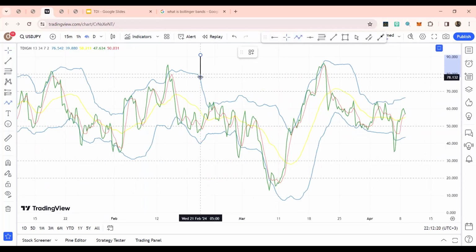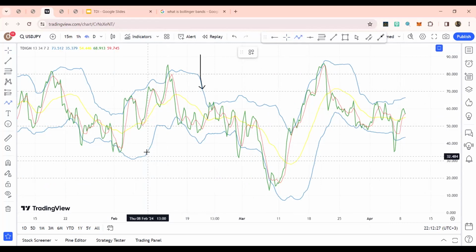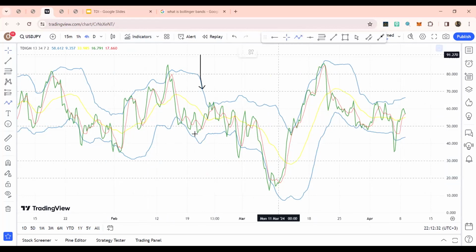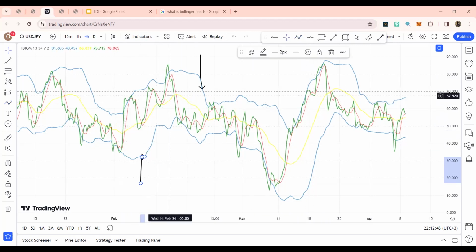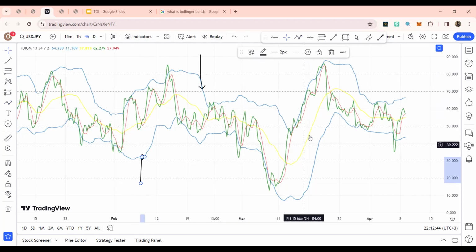These blue lines you see here, those are Bollinger Bands. This is the upper band, and this is the lower band. Sorry about my voice. Then we have this middle band here. That's the middle band. Then we have two moving averages, the fast and the slow. So these are our zones, these are our lines.